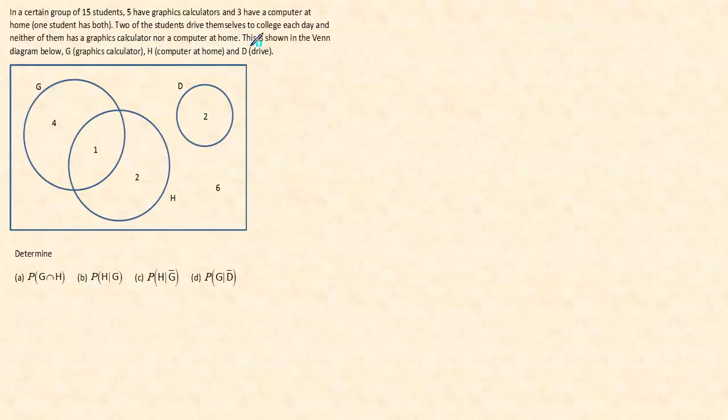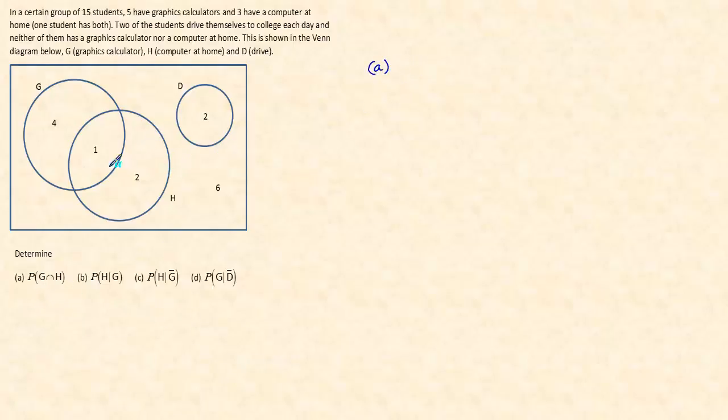2 of the students drive themselves to college each day. So that's these 2 here. Neither of them has a graphics calculator nor a computer at home. So we want to determine the probability of G and H.